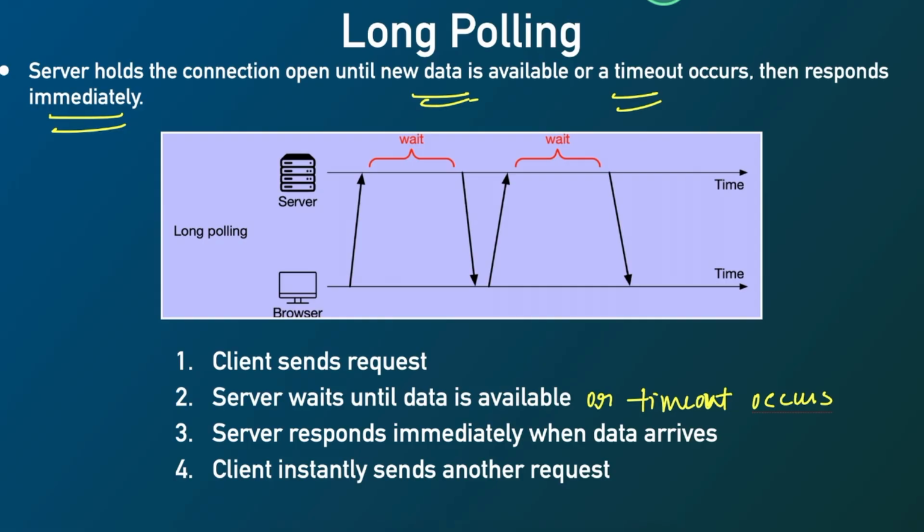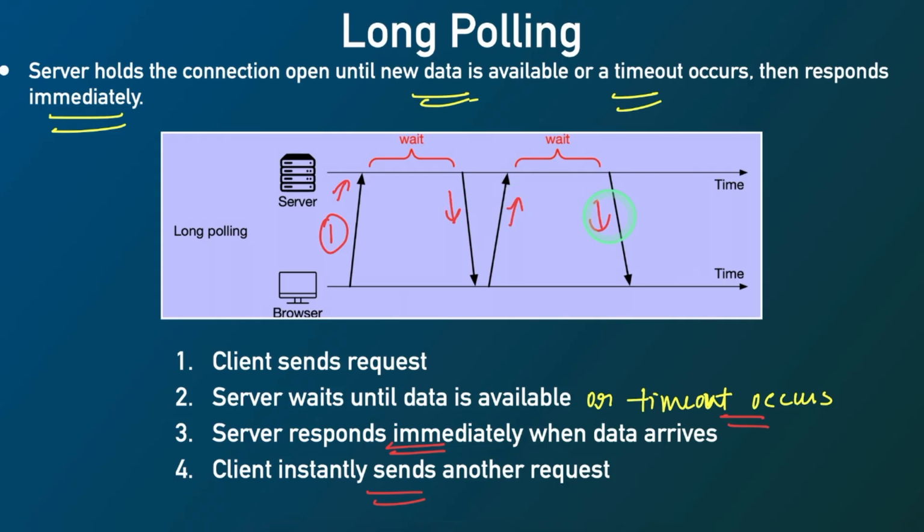The first one is, a client will send the request, which is pretty simple. The second step is the most important step. The server will wait until data is available or a timeout occurs, whichever happens first, and then it will respond immediately. And once the client receives that response back, it will immediately launch another request, right? So you make a request to the server, it will respond back with either new data or an empty or the same data because timeout has occurred, and then the client will repeat the same process again.